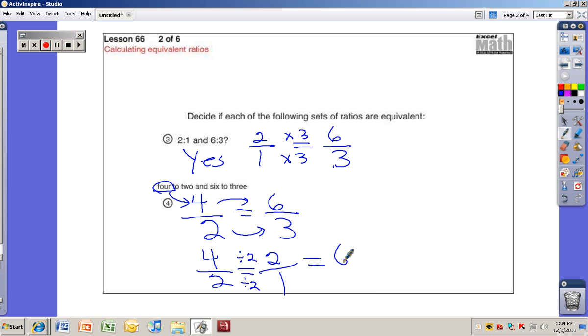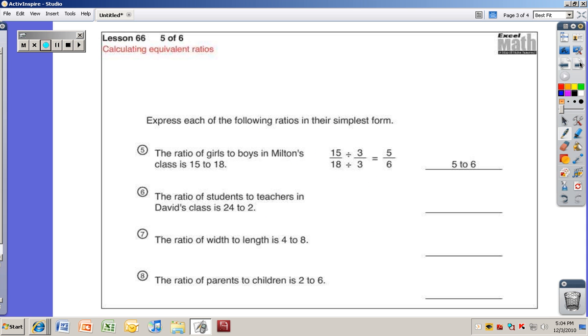Is 2 to 1 the same thing as a 6 to 3 ratio? 2 times 3 is 6. 1 times 3 is 3. So the correct answer to this one is yes. That's a little hard. All right, let's go to the next one here.